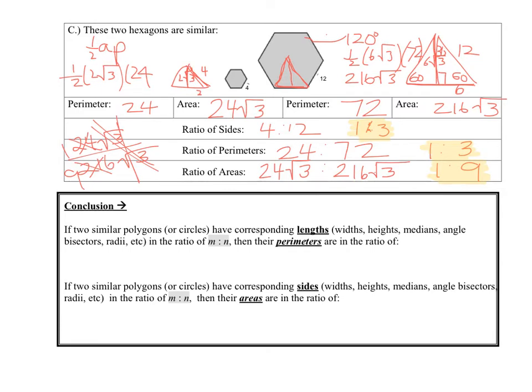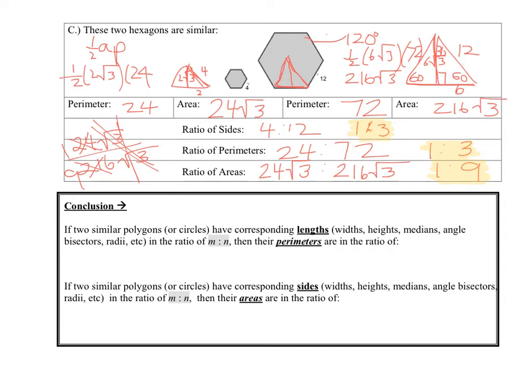And then just take a second and sort of analyze them. What do you notice? What patterns do you see? You should notice something about how the ratio of the sides compares to the ratio of the perimeters, and then how they compare to the ratio of the areas. And we're going to write some conclusions down here.